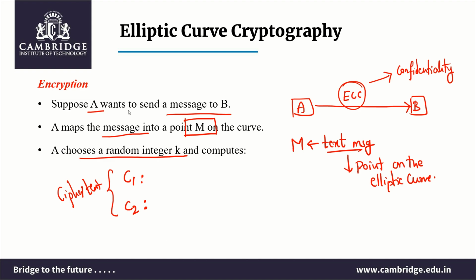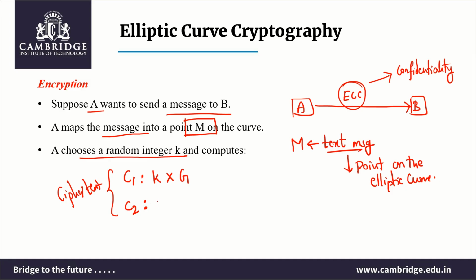Now, how is this ciphertext obtained? As I told, we are going to combine C1 and C2. So, what is C1 here? C1 is nothing but this integer k multiplied by the point G. C1 is nothing but k into G.